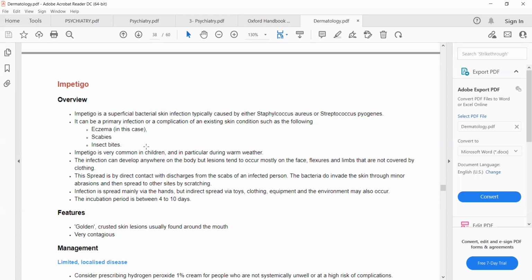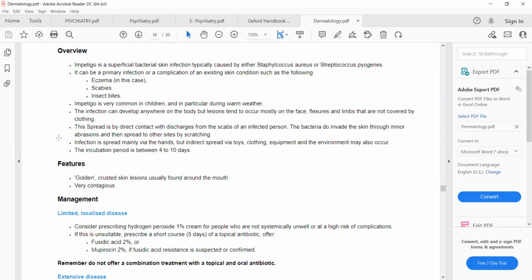This is one important point to remember to differentiate impetigo from herpes simplex virus or cold sores. So herpes simplex infection is common in adults, while impetigo is common in children. The infection can develop anywhere on the body, but the lesions mostly occur around the mouth. The spread is through direct contact and indirect contact as well, through toys, clothing, equipment, etc.